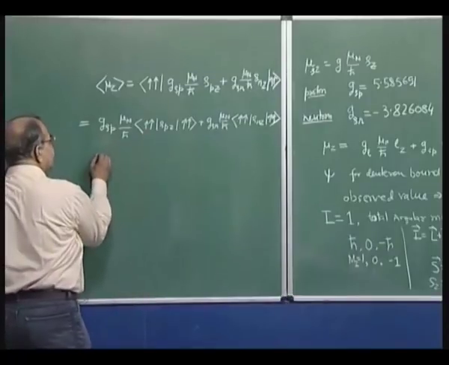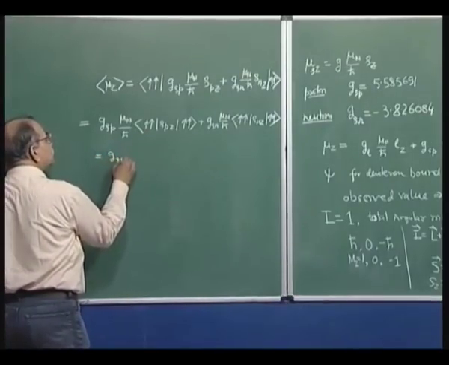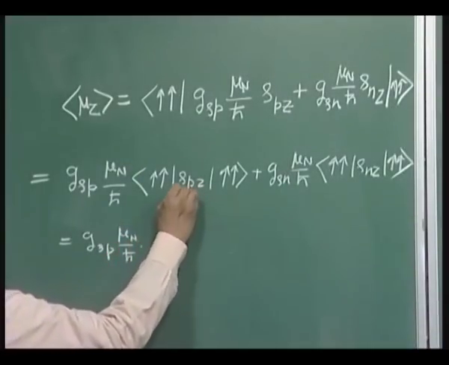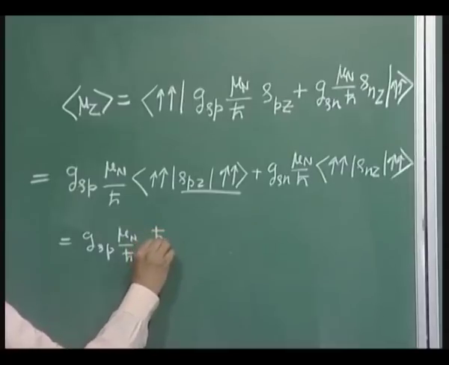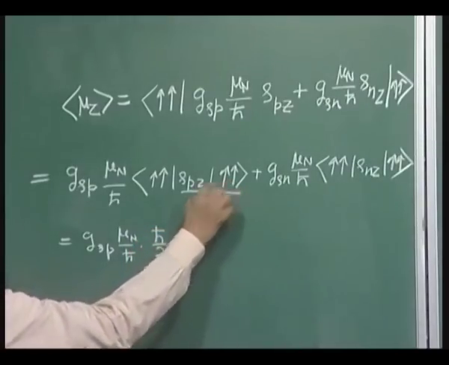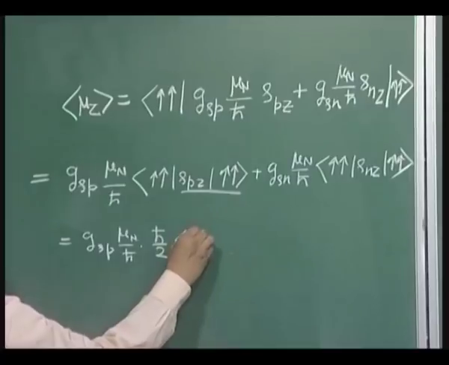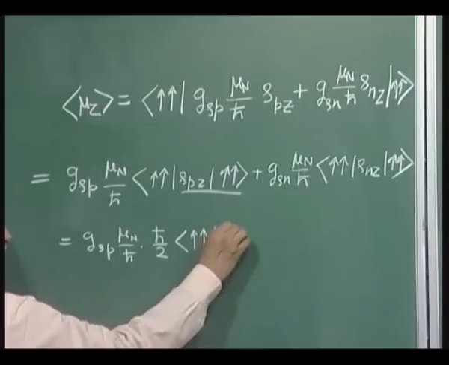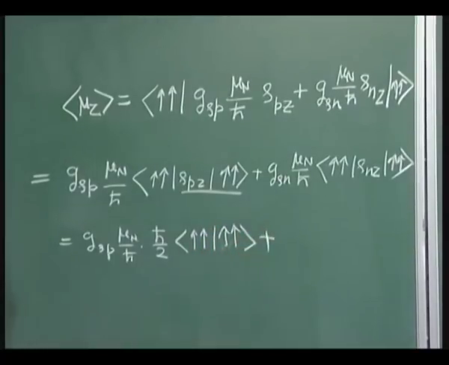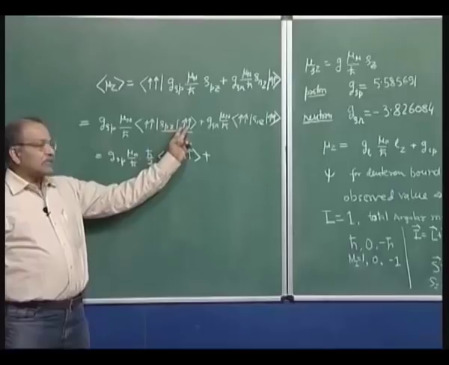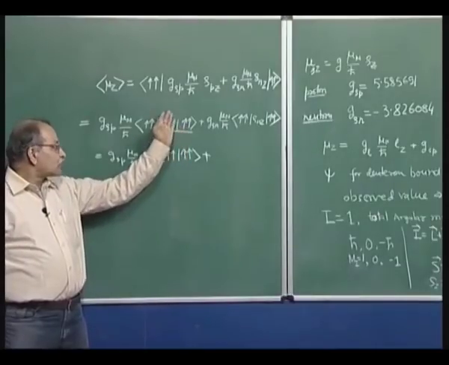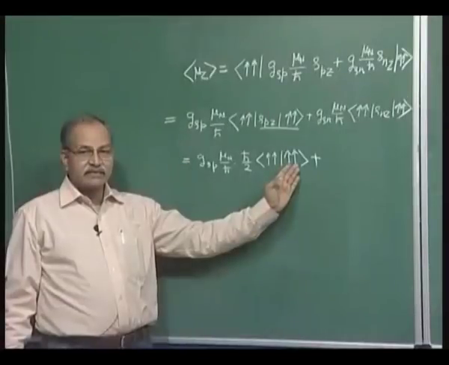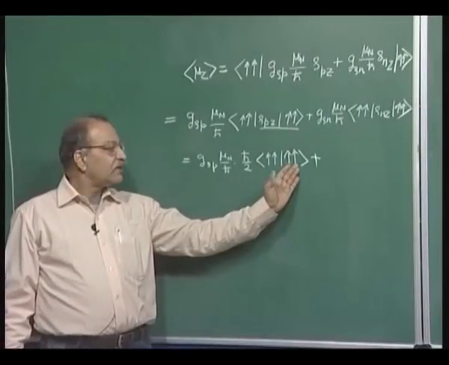So, this quantity is g S P mu n over h cross, and I am calculating this, this gives me h cross by 2 times this. S P z has already operated on this, and it gives me h cross by 2, which I have written here, times this wave function. And since this is a normalized wave function, this quantity is 1.